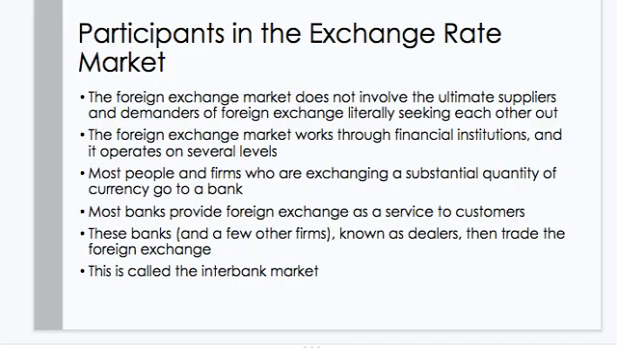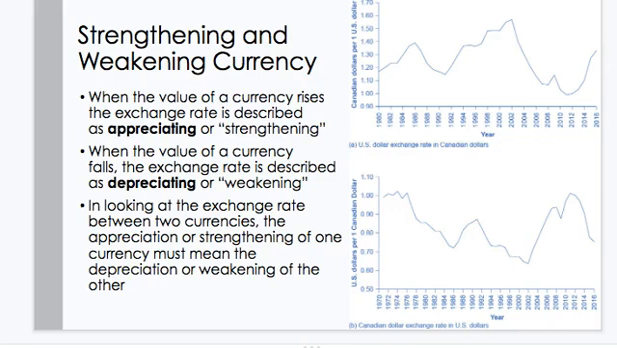Who participates in the exchange rate market? The foreign exchange market does not involve the ultimate suppliers and demanders of foreign exchange literally seeking each other out. The foreign exchange market works through financial institutions and it operates on several levels. Most people and firms who are exchanging a substantial quantity of currency go to a bank. Most banks provide foreign exchange as a service to customers. These banks and a few other firms known as dealers then trade the foreign exchange. This is called the interbank market.